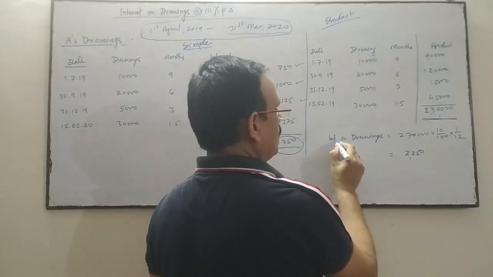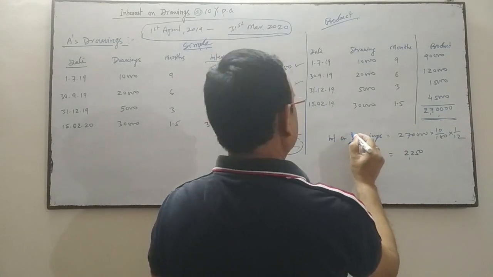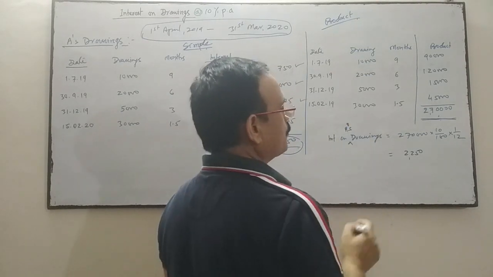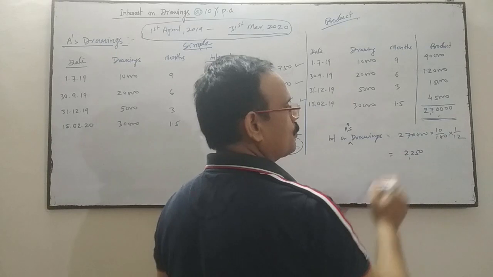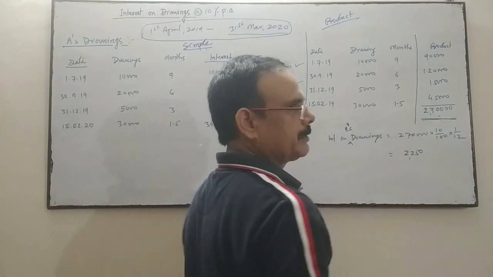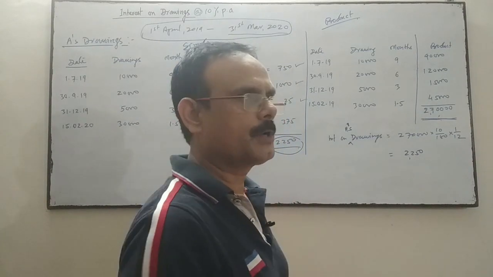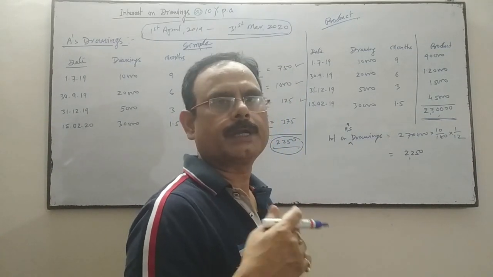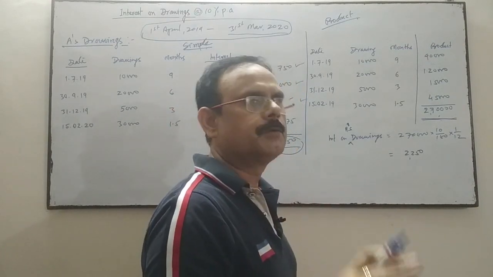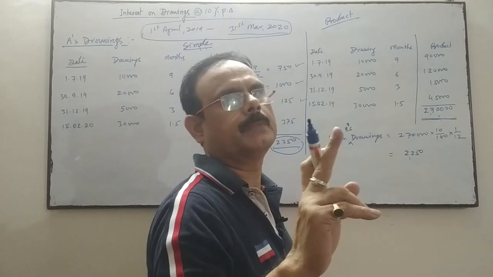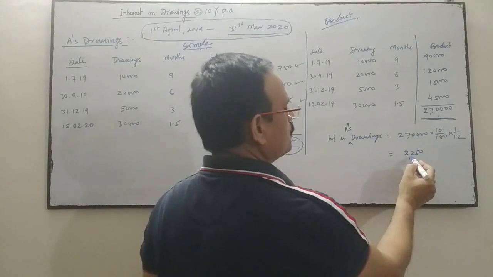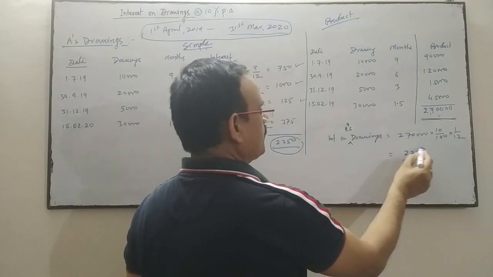So interest on A's drawing is equal to 2,70,000, the total of the product, into rate of interest, into 1 by 12. This will be calculated for 1 month. When the product method is applied, we calculate the interest for 1 month, because we are watching the drawing of A for 1 month. So divided by 1 by 12. So it is 2,250. So both the amounts are the same.